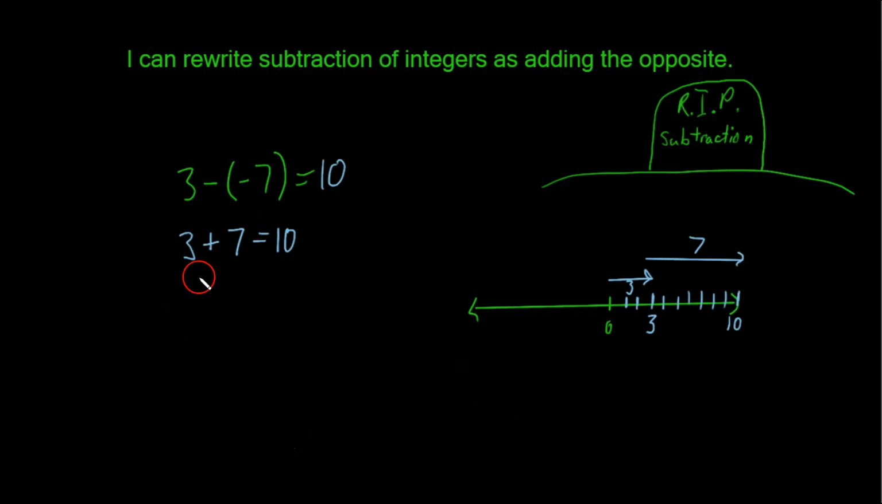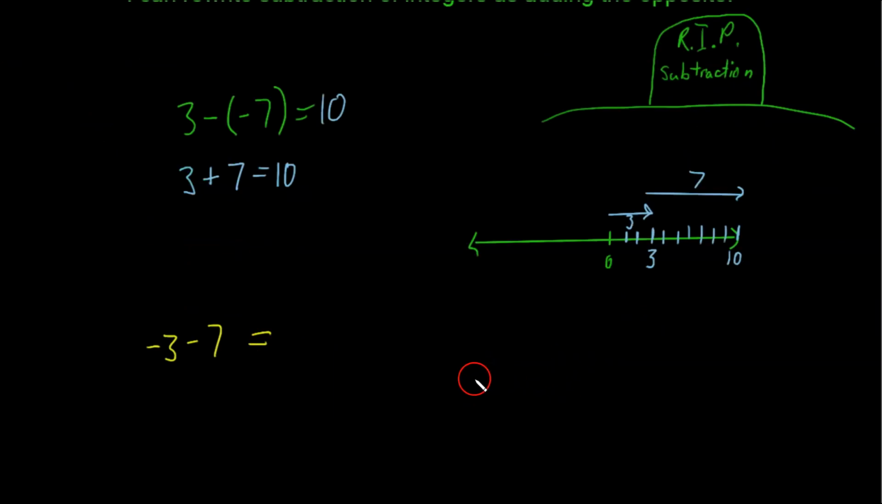So now let's look at another problem here. Negative 3 minus 7. And let's look at this on the number line. So we start with negative 3. So we're moving negative, so we're moving to the left. 1, 2, 3. So this arrow is 3 long. We're subtracting a positive 7, so we're still moving to the left. So 1, 2, 3, 4, 5, 6, and 7. So this arrow here is 7 long. And we end up at negative 1, 2, 3, 4, 5, 6, 7, 8, 9, and 10.